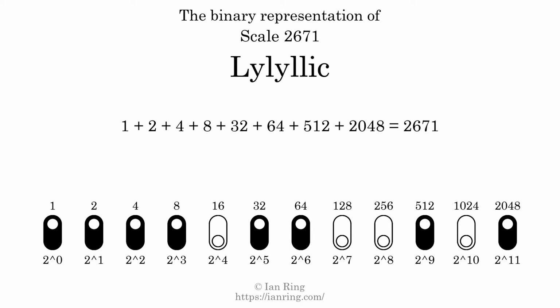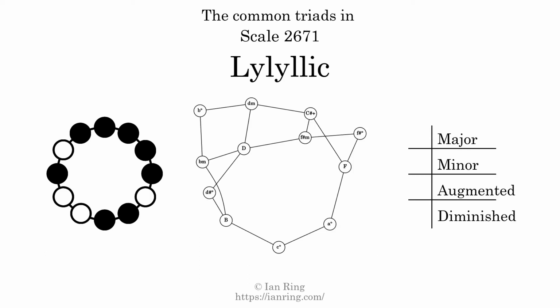2671. The scale number not only enumerates the scale with a unique index, but it also literally describes the tonal content of the scale. Represented as a binary number in base 2, the scale number is 101001101111. Here are the common triads present in this scale.